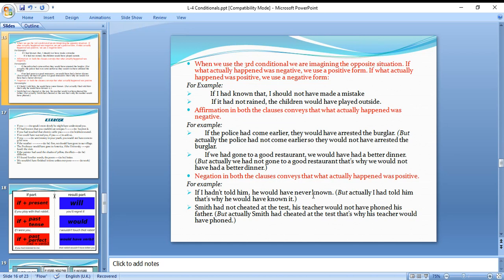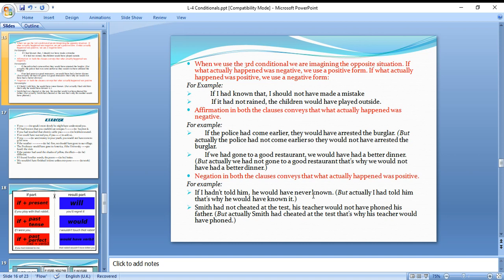When we use the third conditional, we are imagining the opposite situation. If what actually happened was negative, we use a positive form. If what actually happened was positive, we use a negative form. If I had known that, I should not have made a mistake.